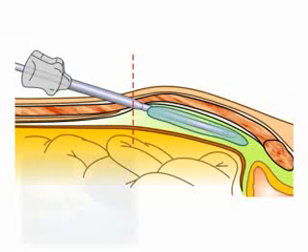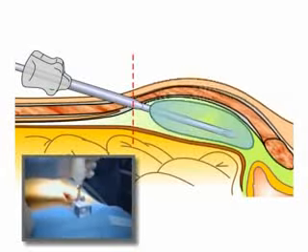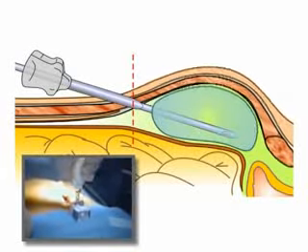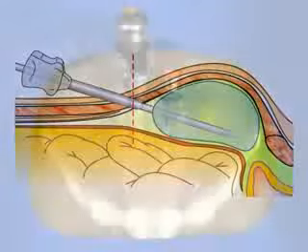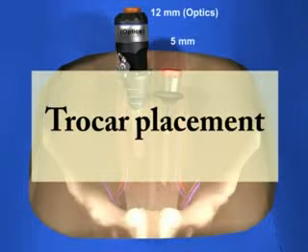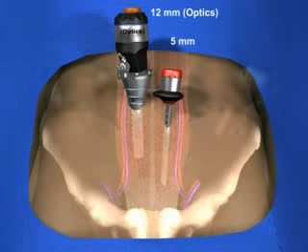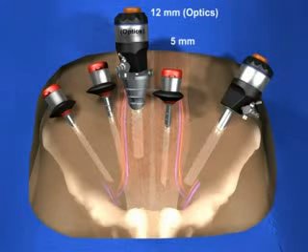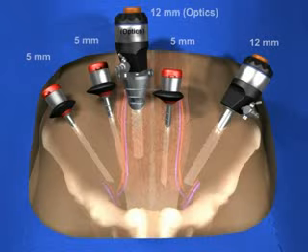The balloon trocar is slowly insufflated under constant visual control with the aid of a 0-degree telescope. After the introduction of the optical Hassan trocar, a further 4 trocars are inserted into the extraperitoneal space, as shown on the diagram.